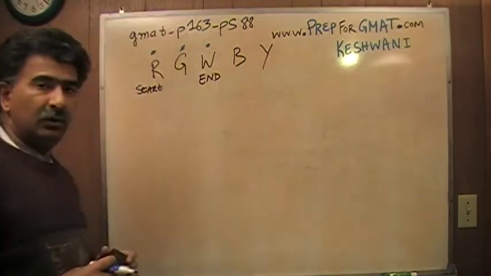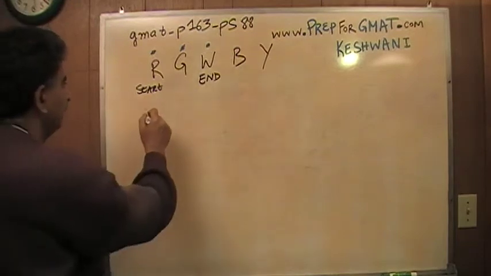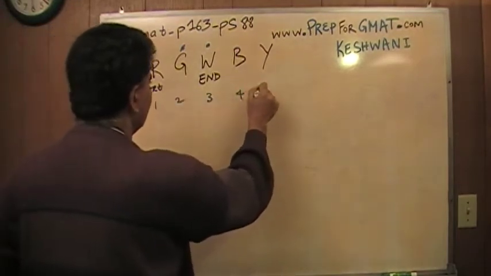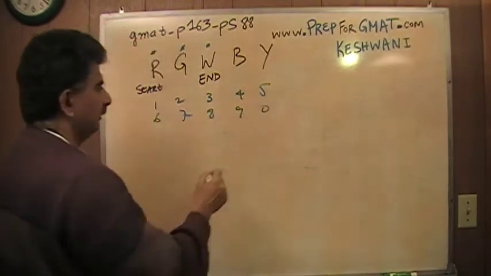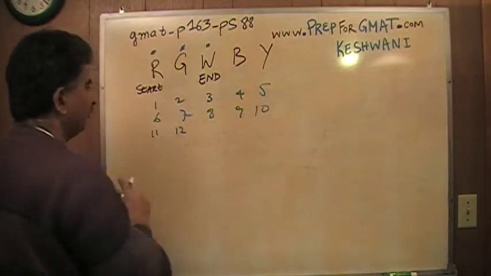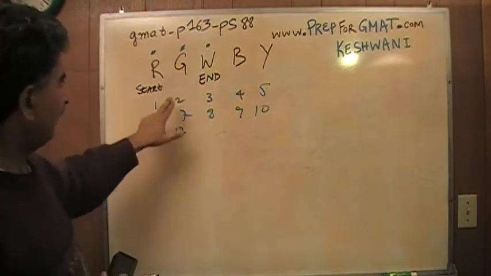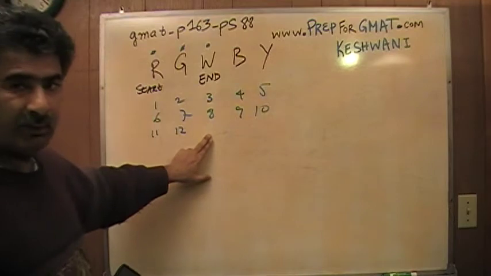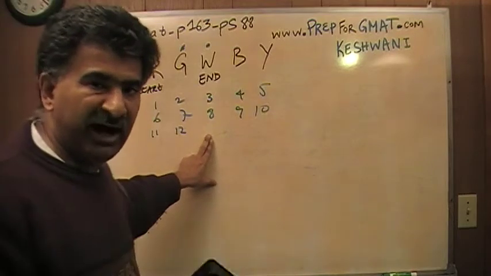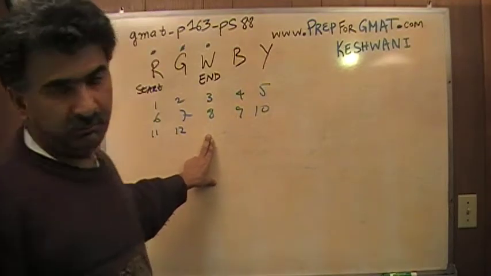How about if I had 12 beads? Can I have 12? 1, 2, 3, 4, 5, 6, 7, 8, 9, 10, 11, and 12. That would not work. As you can see, 12 will end in green. I need to end here. I'm told to end in white. So in other words, I need some multiple of 5 and then 3 more.